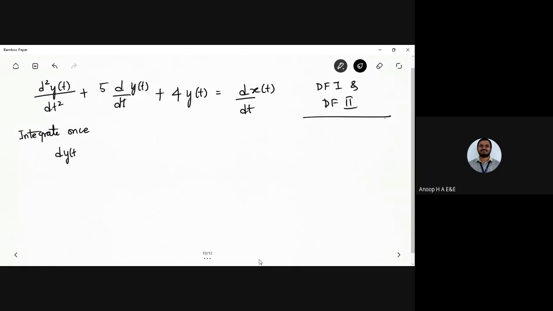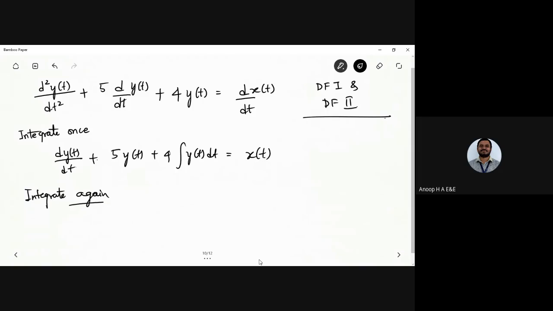So you are going to have d by dt of y of t plus 5 times y of t plus 4 times the integral of y of t dt, that would be equal to x of t. Next, integrate once again.